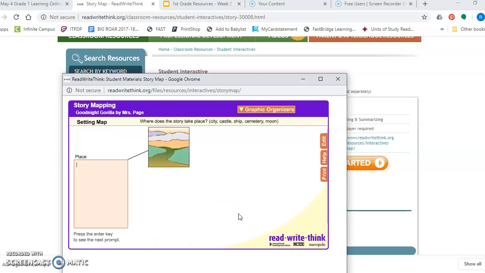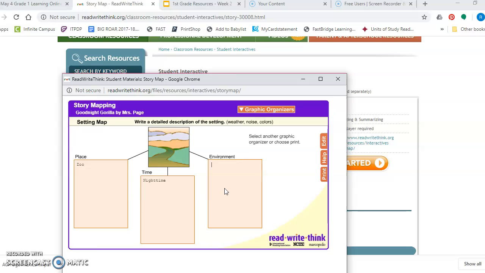So, when we think about the setting, I can look up here and it says, where does the story take place? So in your book that you have read, think, where is the story mostly taking place at? And in Good Night, Gorilla, it's mostly taking place at the zoo. So then I'm going to type in zoo and click enter. When does the story take place? Okay, so again, we're thinking back to when the story mostly took place, and that was nighttime.